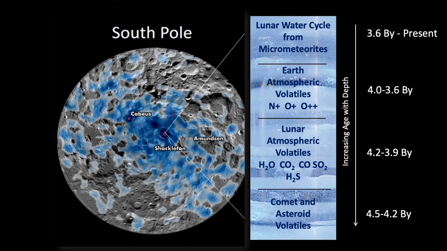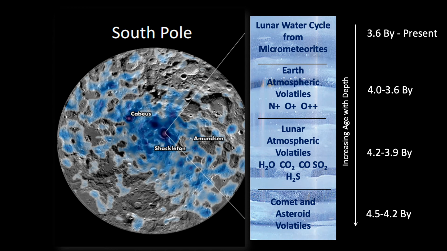So, in summary then, as we return to the moon and go to the South Pole and go into these permanently shadowed regions, we would expect a stratigraphy of volatiles to be uncovered. That as we look at these cores that we would take on the moon, we would see predominant volatiles from comets and asteroids, also from the lunar atmosphere.